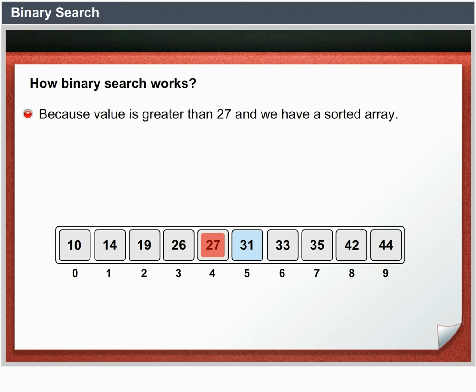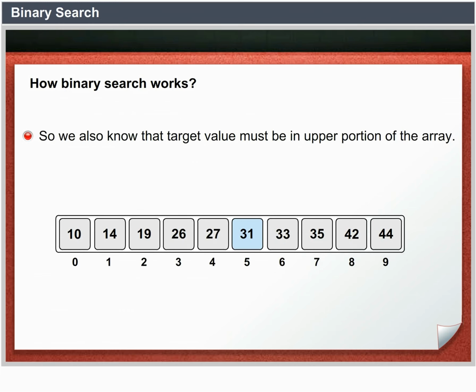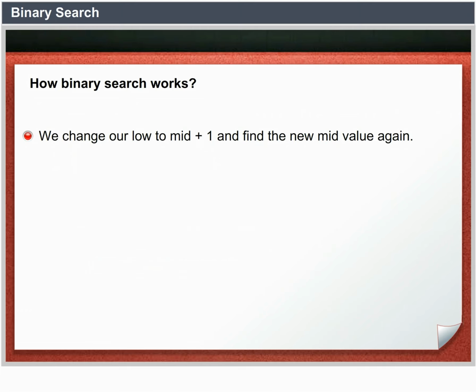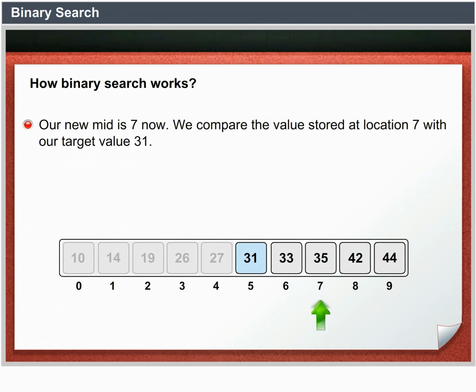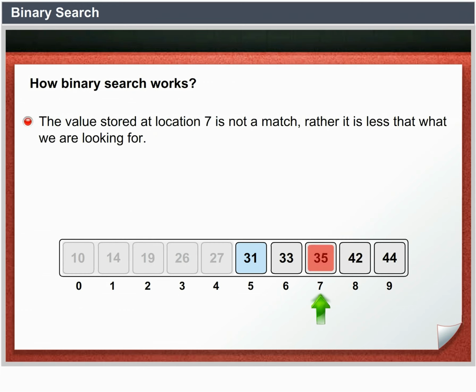Because the value is greater than 27 and we have a sorted array, we also know that the target value must be in the upper portion of the array. We change our low to mid + 1 and find the new mid value again. Low = mid + 1. Mid = low + (high − low) / 2. Our new mid is 7 now. We compare the value stored at location 7 with our target value 31. The value stored at location 7 is not a match. Rather, it is less than what we are looking for.